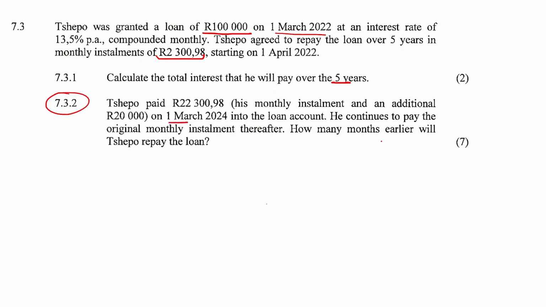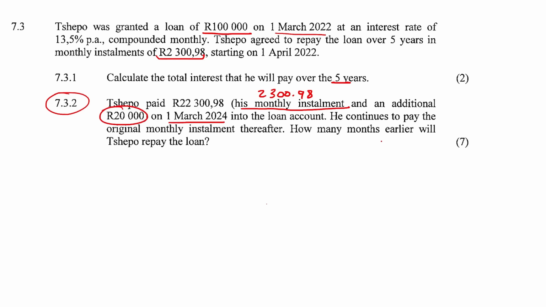On 1 March 2024, he paid his original monthly installment, which is 2,300.98. And then he walks into the bank one day, and maybe the person behind the till, maybe she was a beautiful lady, and he wanted to flex a little bit that business is going well, and he can afford to pay back a little bit more this month. So he whips out 20,000 Rand, slams it on the table and says, add that to my loan account.